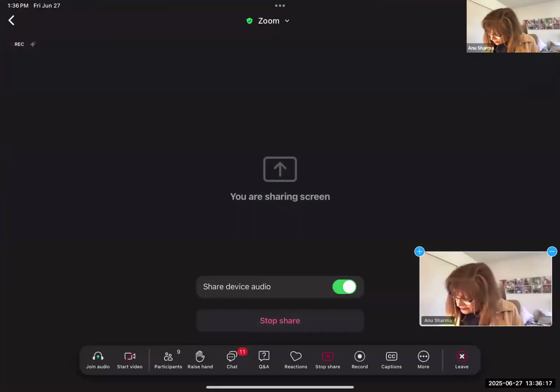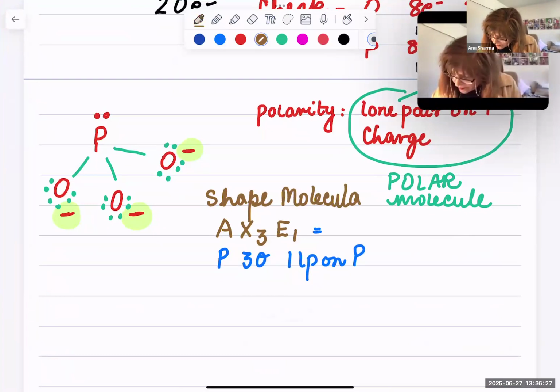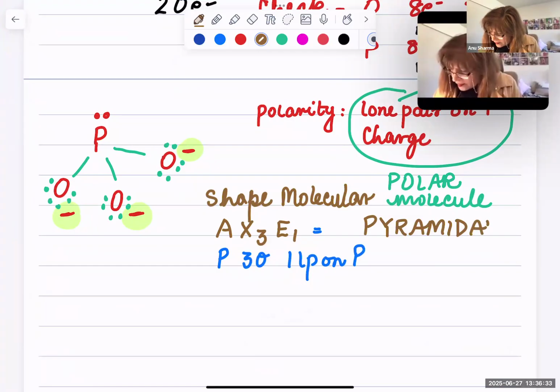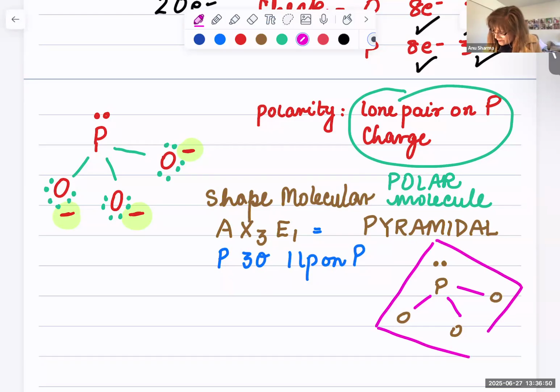So here we see the molecular shape of the molecule is pyramidal. Clear? So phosphorus is inside, lone pair on the top, oxygens on the side. All right, guys. So this part right here is like a pyramid, like that, all inside. Clear? So shape, polarity, structures, drawing the Lewis structures, those things.